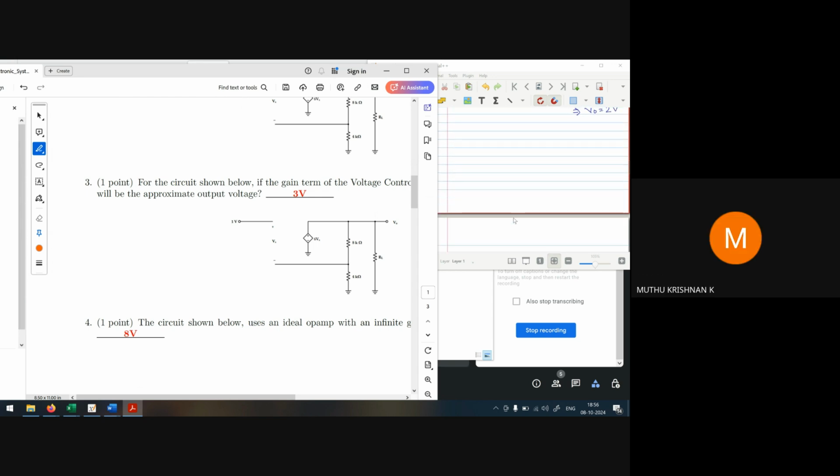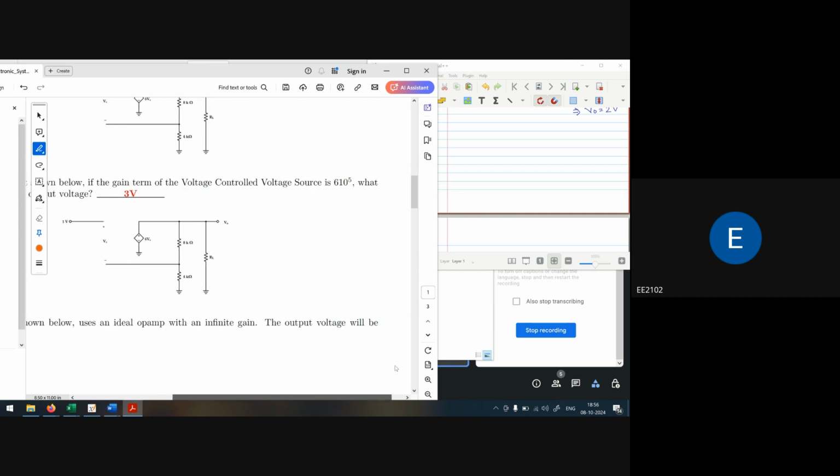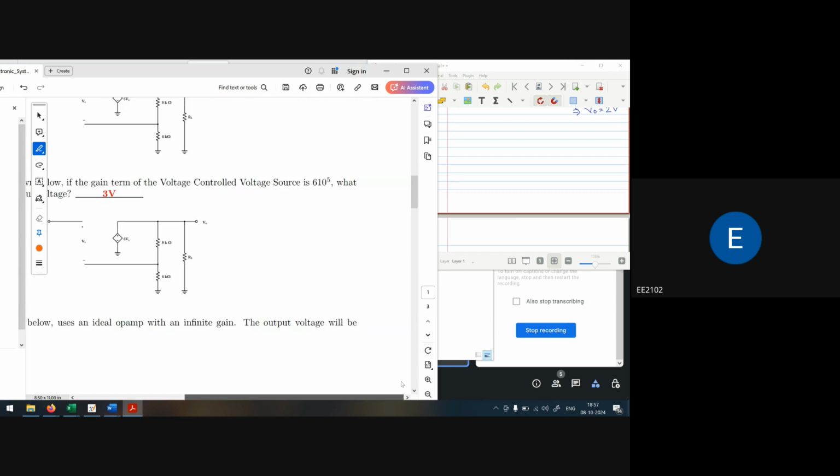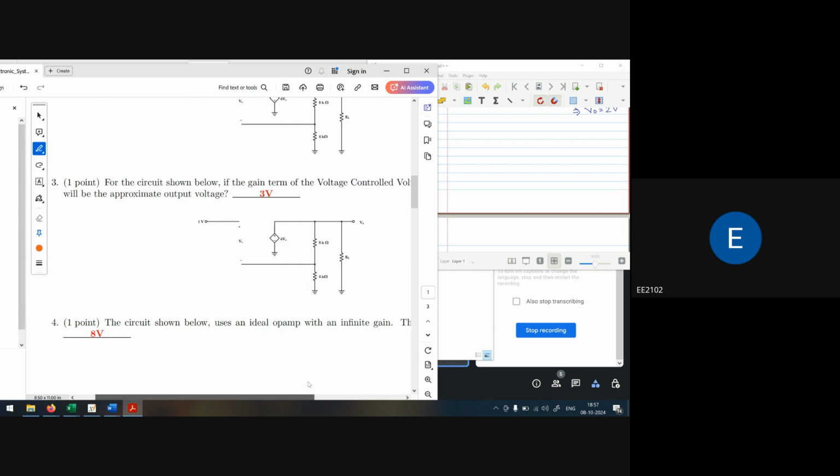Sir, in the third diagram, in place of 6, it should be the voltage gain factor, that is 6 into 10 raised to power 5. For the circuit shown below, if the voltage controlled voltage source is 6 into 10 raised to power 5, what will be the approximate output voltage?